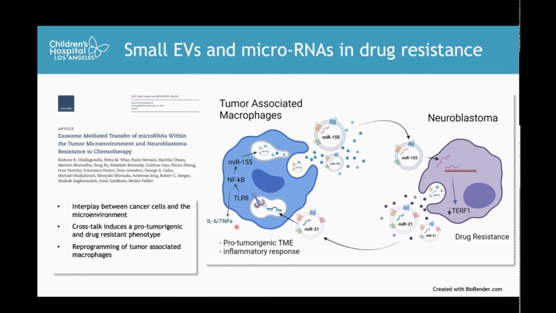This induces an inflammatory and pro-tumorigenic response, which also results in high expression of MIR-155. This MIR-155, another very well-known oncomir, is packaged in these educated tumor-associated macrophages, which are modified by the neuroblastoma. It's then shuttled back to the neuroblastoma, where MIR-155 can function and target one of its natural targets, the inhibitor of the telomerase SIRT1, which then results in increased drug resistance.